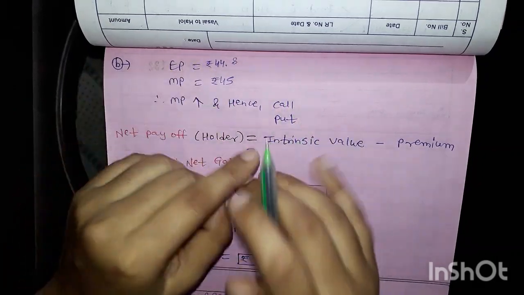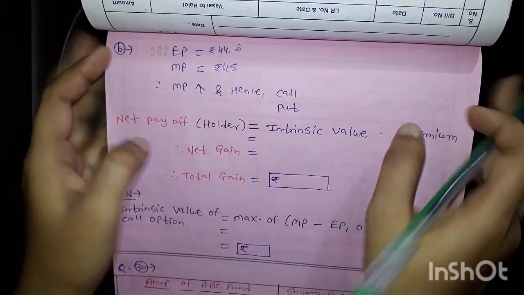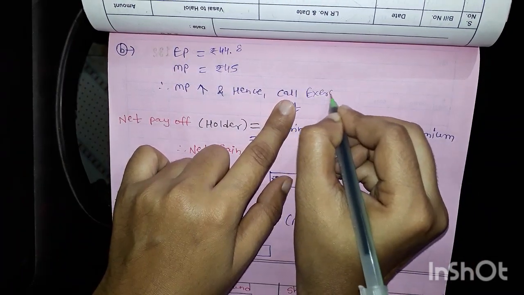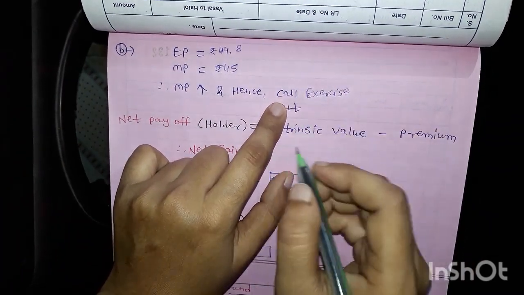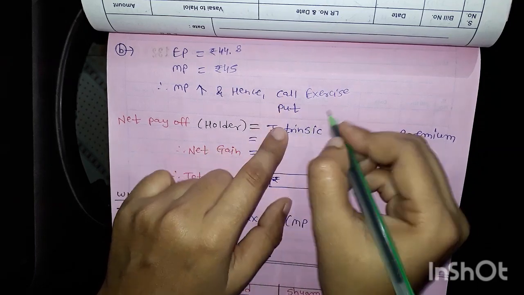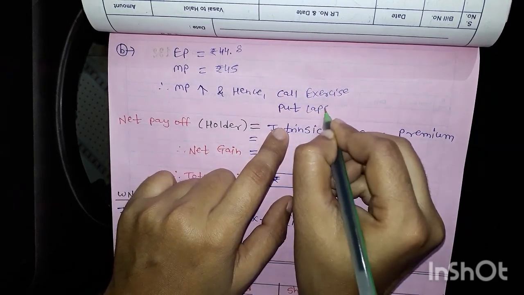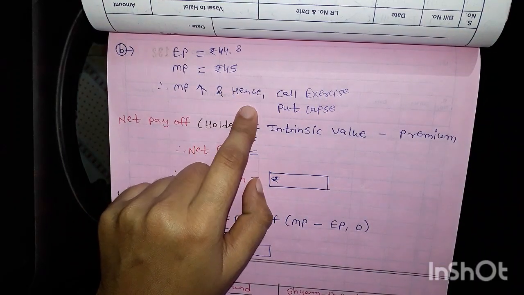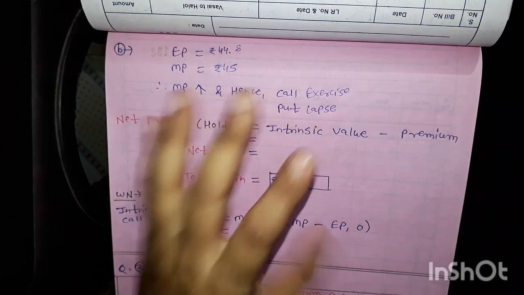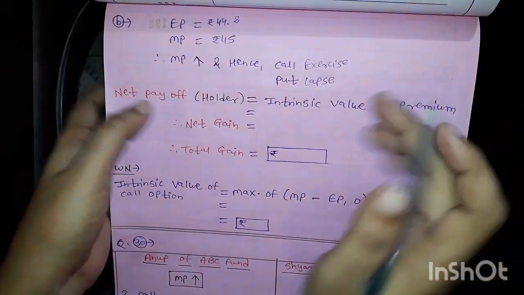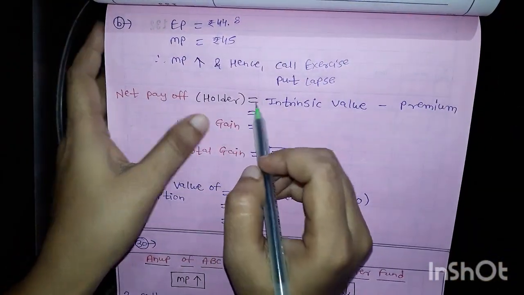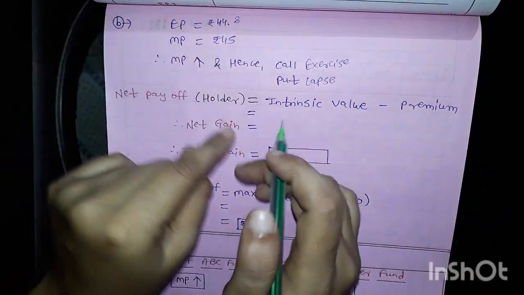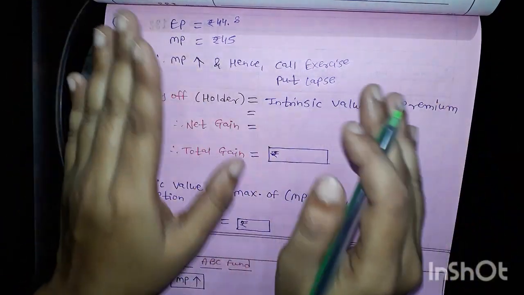Okay, again market price is higher, it means we are going to exercise the call option and the put option will lapse. Whenever market price is higher, exercise the call option and lapse your put option, because we are going to sell in the market. So net payoff of holder. There was a trader means writer, and here dealer means holder. That is just a difference.